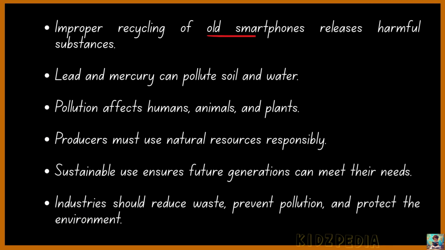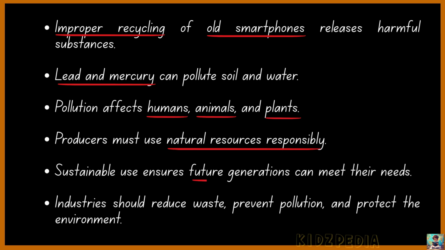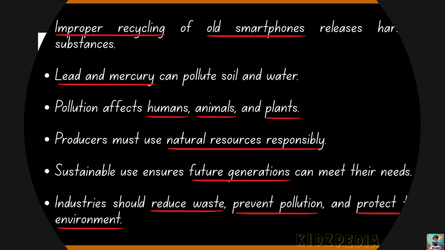So similarly, when old and discarded smartphones are not recycled properly, harmful substances like lead and mercury can mix with soil and water. This type of pollution is very dangerous for people, animals, and plants. Therefore, it is important that producers use natural resources responsibly. The aim should be to meet our needs today without creating problems for future generations. To do this, producers must try to reduce waste, avoid pollution, and protect the environment while manufacturing goods.